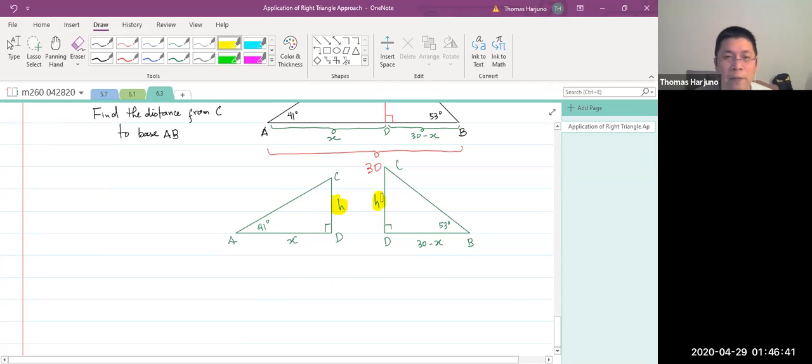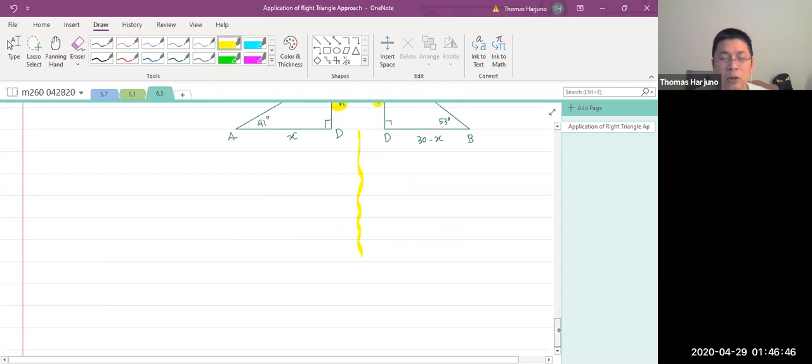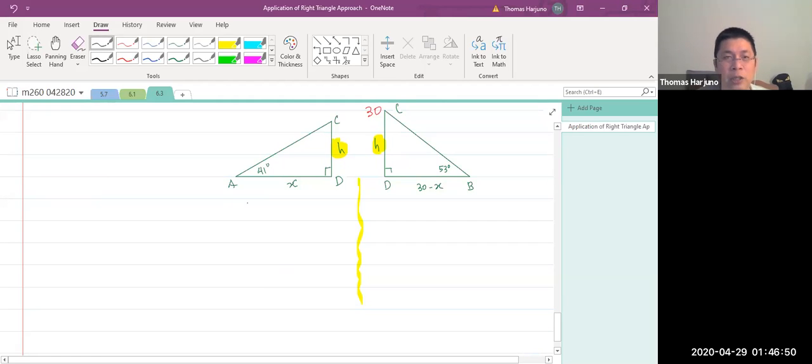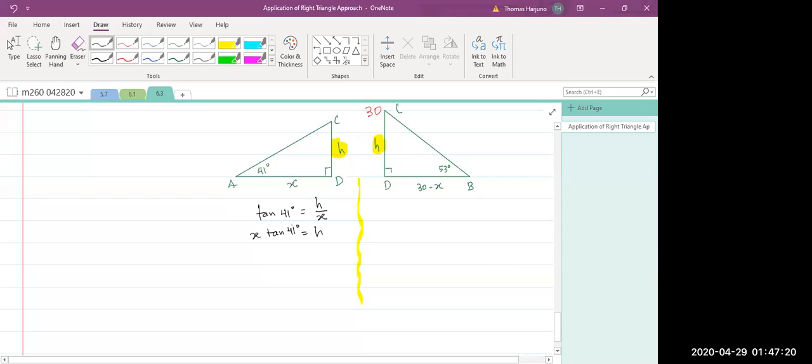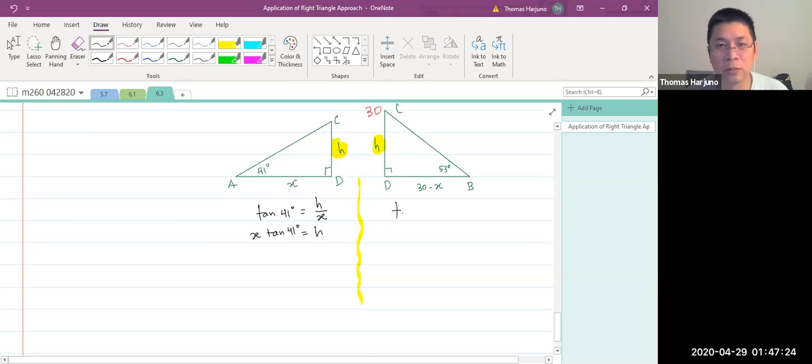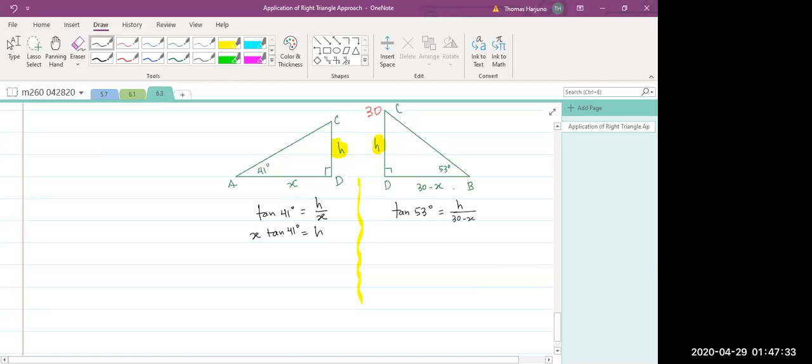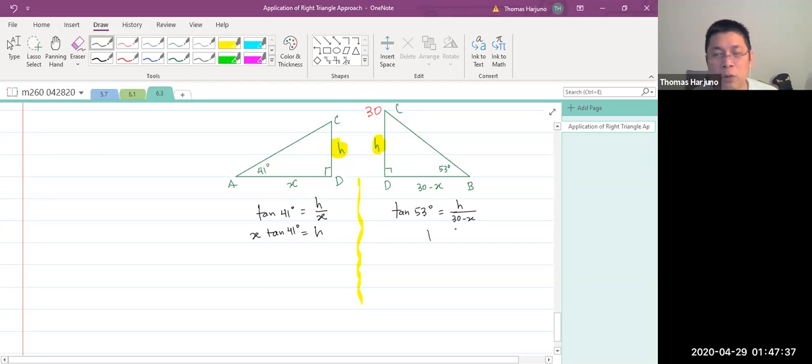On the left-hand side, I will set up the equation. Tangent 41 degrees equals H over x, so H is equal to x tangent 41 degrees. How about the right triangle on the right-hand side? Tangent 53 degrees equals H over 30 minus x. So H is equal to 30 minus x, don't forget the parentheses, times tangent 53 degrees.